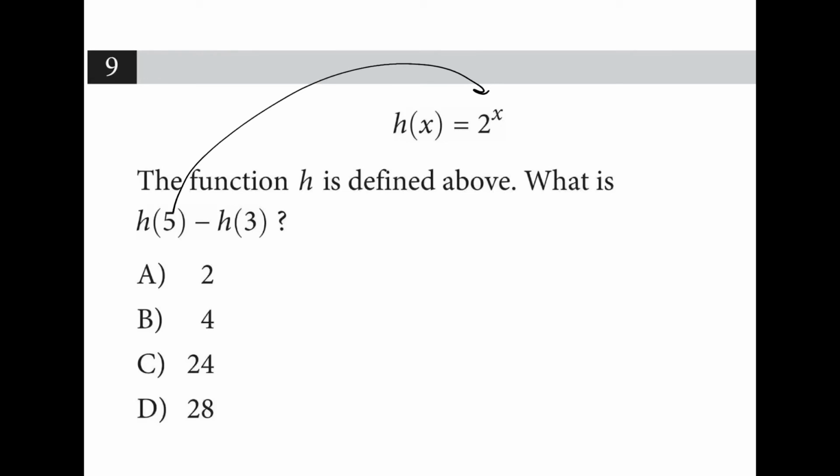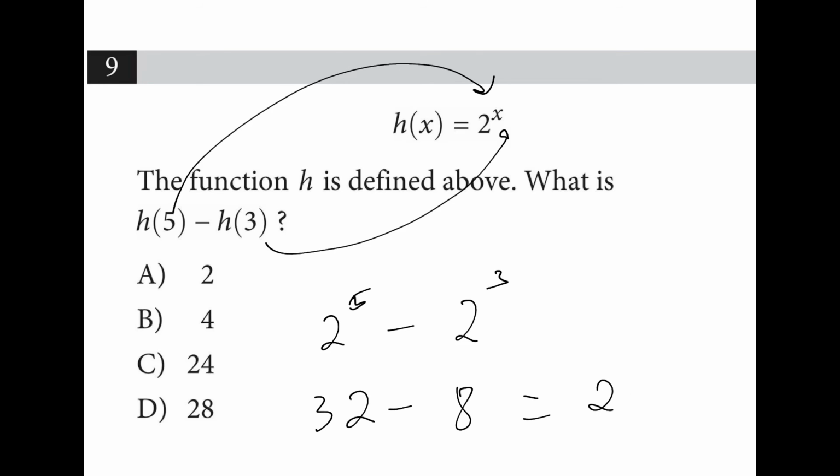So I'll plug in a 5, and I'll plug in a 3. So 2 to the 5th minus 2 to the 3rd. So this is 32. This is 8. The answer is 24.